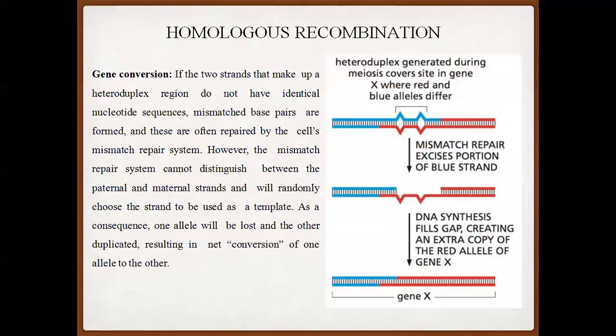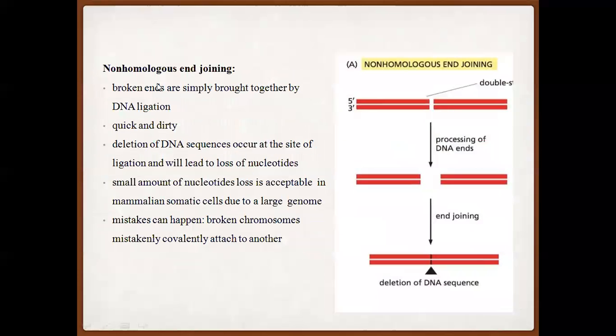And gene conversion is already discussed, and this is non-homologous end joining. Non-homologous end joining is not with the duplex, it's with single nucleotide bases. This is the difference: homologous has the duplex, and non-homologous is single. So it is simple: the DNA damage portion will be detected and will be ligated using the ligation technique. This is simple, quick and dirty.